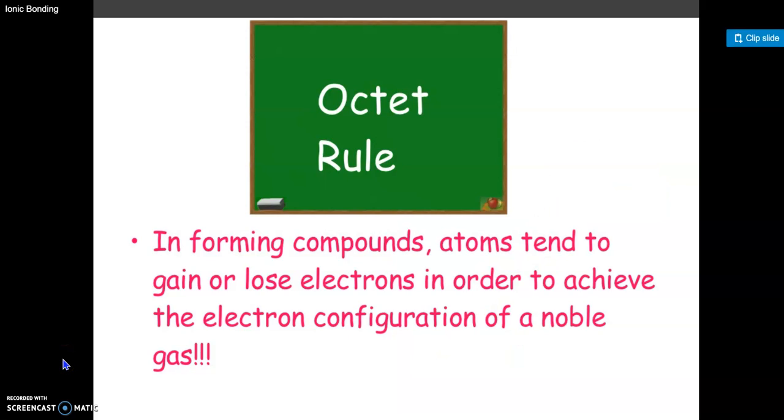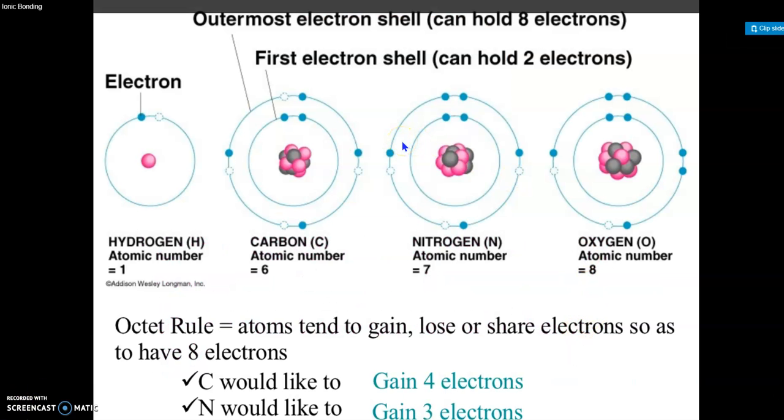Now the next concept is the octet rule. Firstly we see the definition of octet rule. Simply, in forming compounds, atoms tend to gain or lose electrons in order to achieve the electronic configuration of a noble gas, that is, the valence shell having 8 electrons. Here we see some examples of the octet rule.